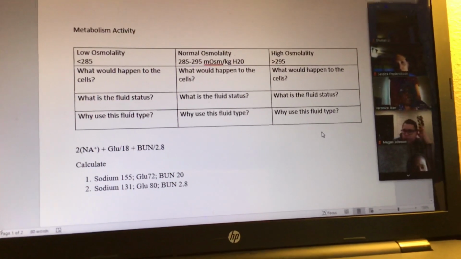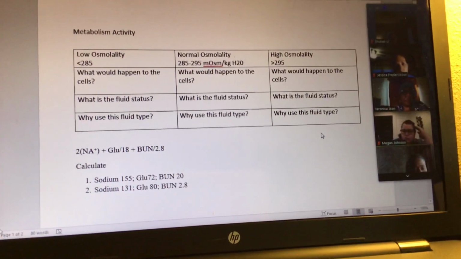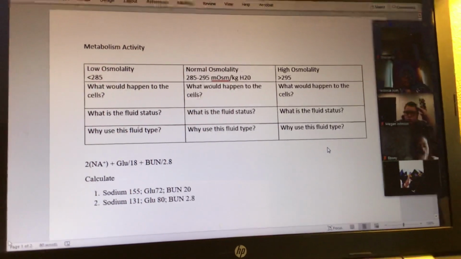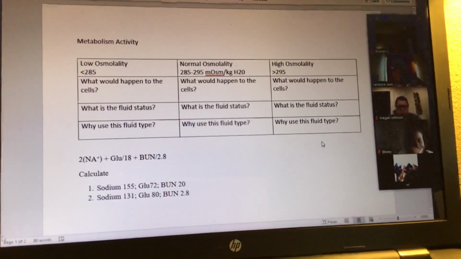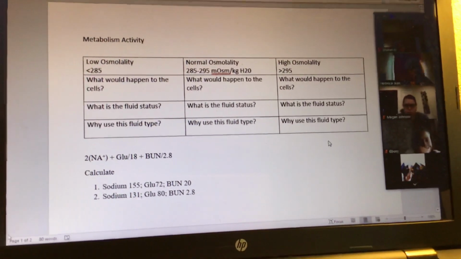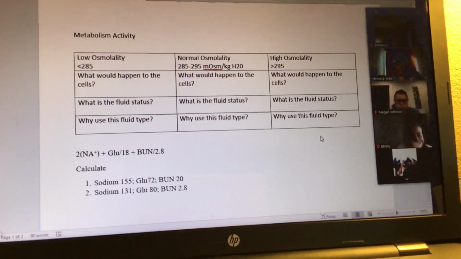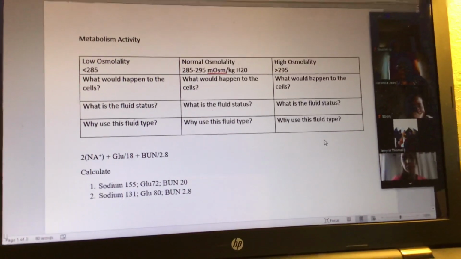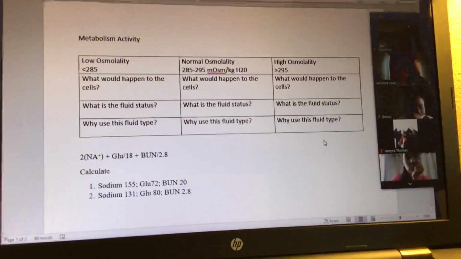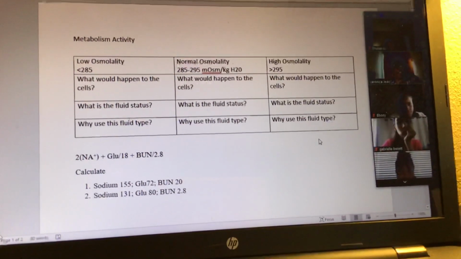What is the fluid status of this patient? Fluid volume deficit. Right. Fluid volume deficit because we don't have enough. What type of fluid do you think we would use with this patient? Oh, like an isotonic? A hypotonic? Hypotonic. Isotonic could be used, depends on the physician or whoever, but definitely hypotonic.